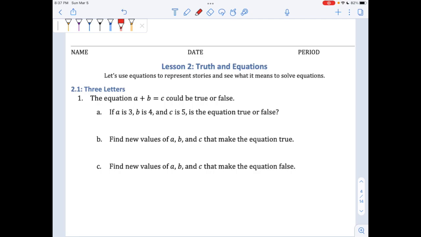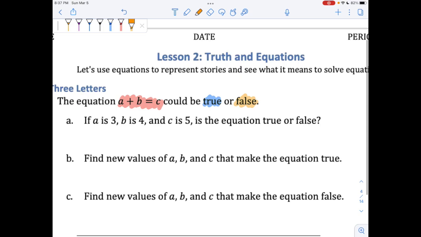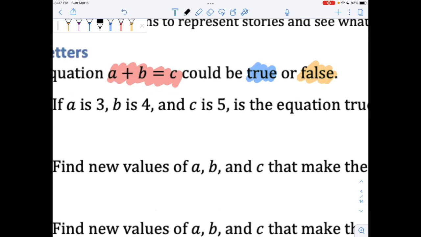Section 2.1, it says 3 letters. The equation a plus b equals c could be true or false. Let me highlight those. True or false. A. If a is 3, b is 4, and c is 5, is the equation true or false? So I'm going to rewrite a plus b equals c. Let's put it in blue.